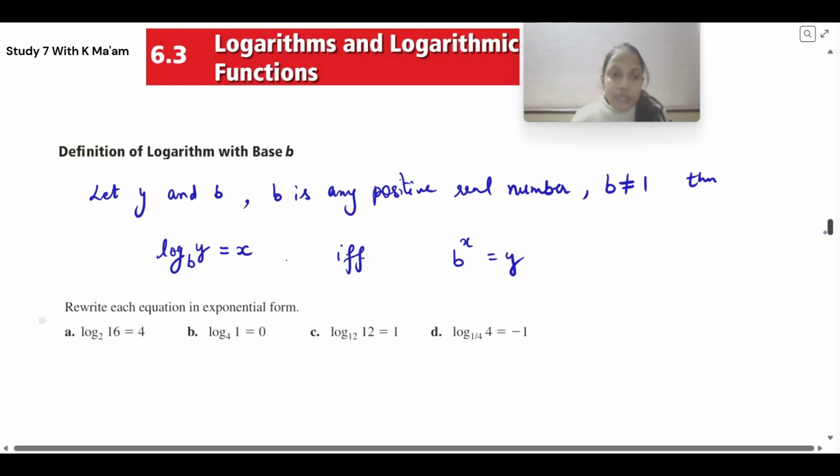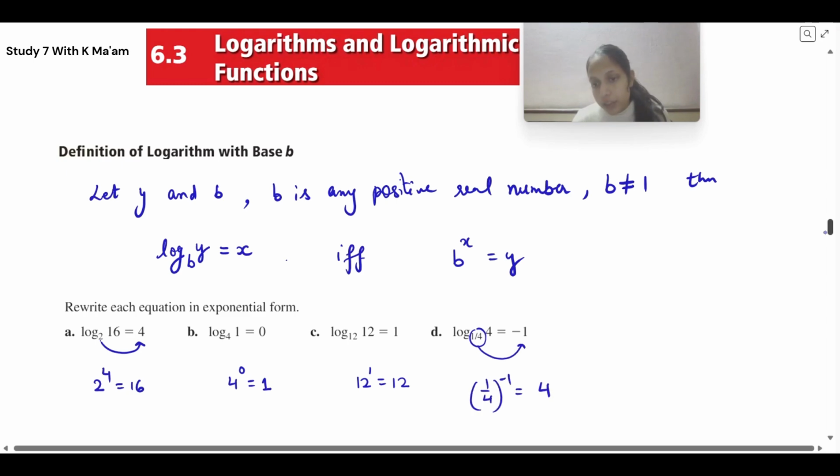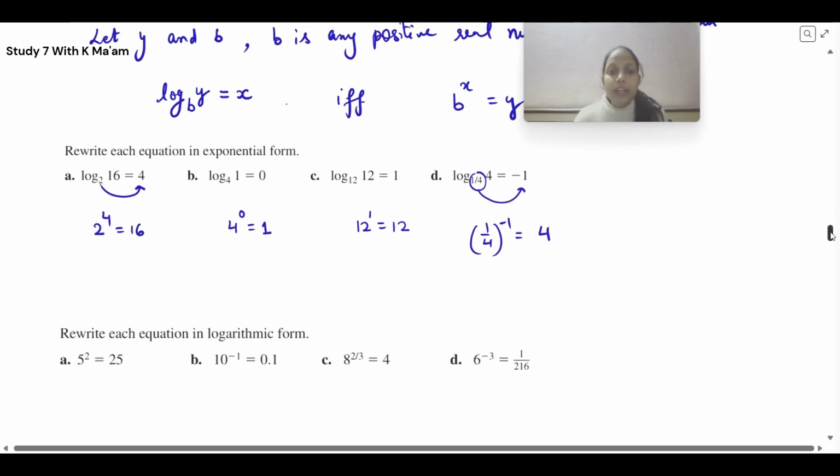The question is: rewrite the equation in exponential form. If you compare with this, the base b value is 2. So 2 power 4 is 16. Here 4 power 0 is 1. And I can write here 12 power 1 is 12. 4 to the power negative 1 is 1 by 4.